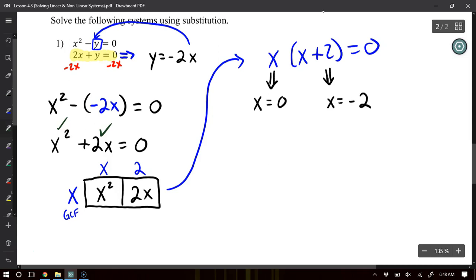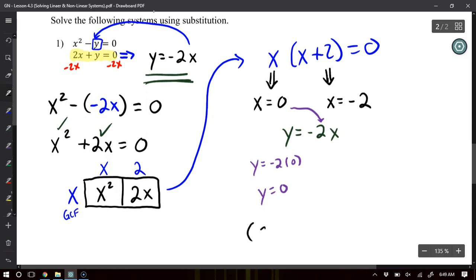I am going to plug them in and find the y value that's associated. Well, y equals negative 2x is what we found. So if I plug in 0 for x for my input, I get y equals negative 2 times 0, which is just y equals 0. So when I have an input of 0, I have an output of 0. So that's the first solution: 0, 0, an x of 0, a y of 0.